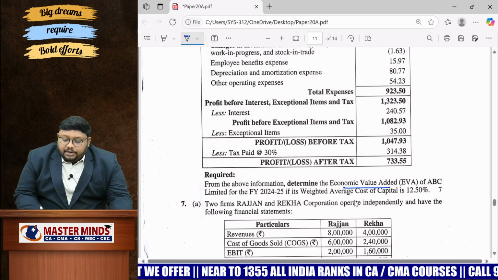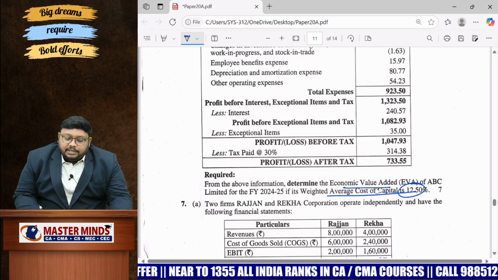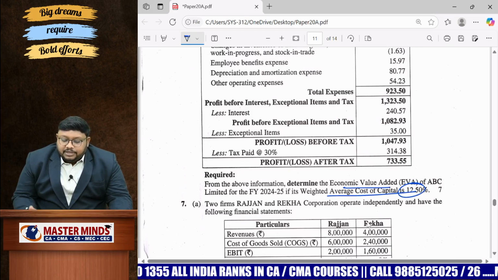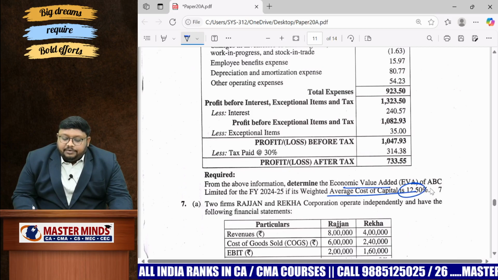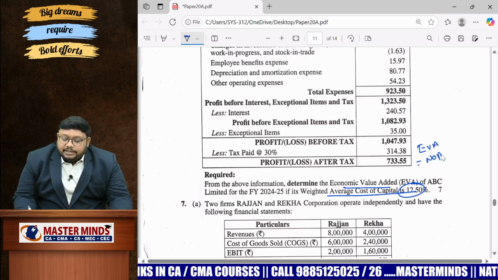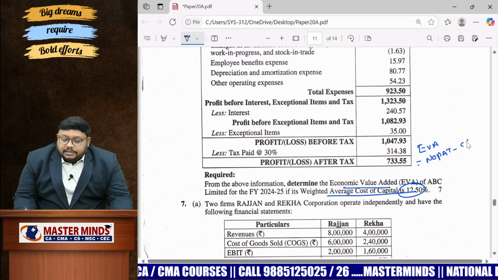And economic value added, they are asking, with the weighted average cost of capital given. There we need to find the cost of equity, cost of debt, and cost of preference shares, and based on that apply the weighted average cost of capital. Economic value added we have to calculate, which is nothing but NOPAT minus capital charge.